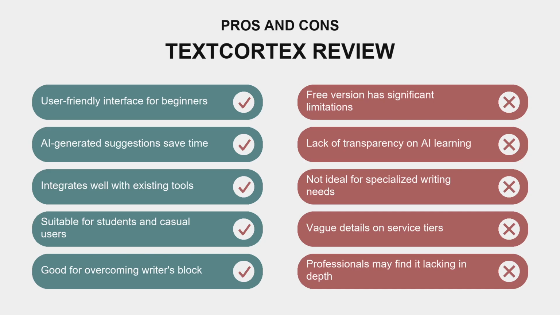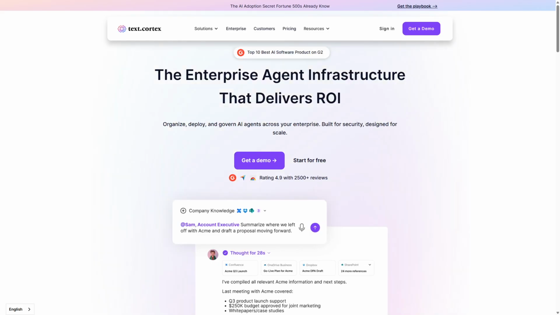One major frustration is that the free version has limitations that may push serious users toward the paid plan faster than expected. Additionally, there's a lack of transparency regarding how the AI improves over time based on user interactions. It also might not suit those looking for highly specialized or technical writing. If you're a casual user or need quick content, it could work well for you, but professionals might find it lacking in depth.